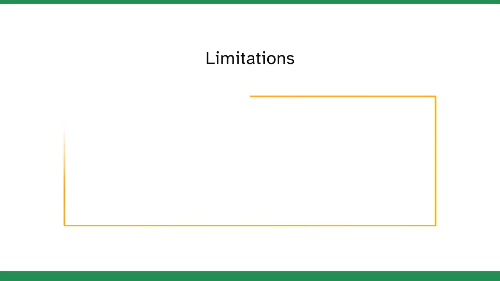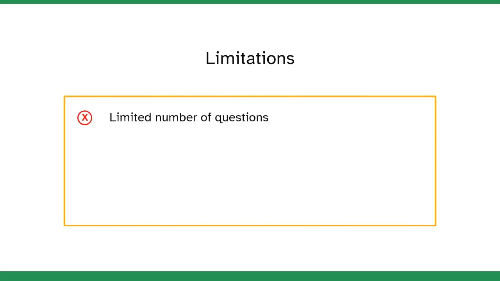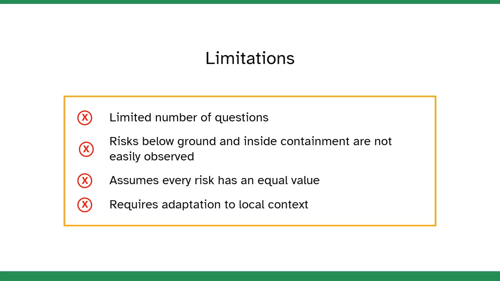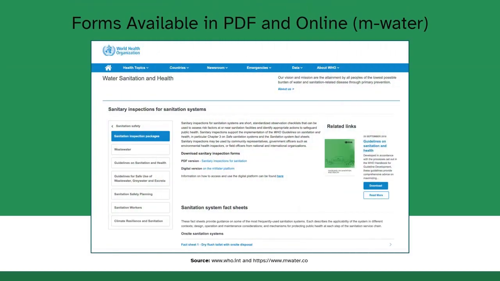Limitations include a limited number of questions, which therefore does not capture all possible risk factors. This is in part because risk below ground and inside containment are not easily observed. The forms assume every risk has an equal value, and they may require adaptation to local context. You can find all these forms in PDF and online formats on the MWater platform.